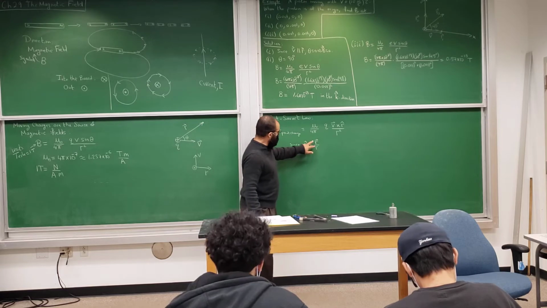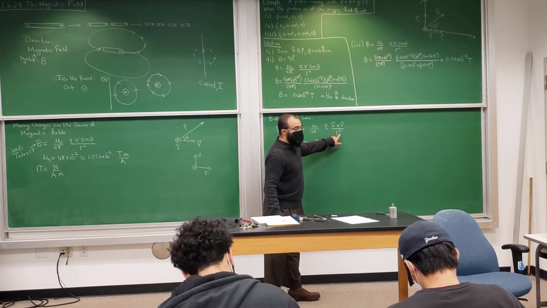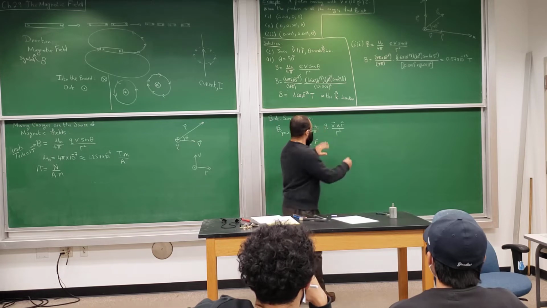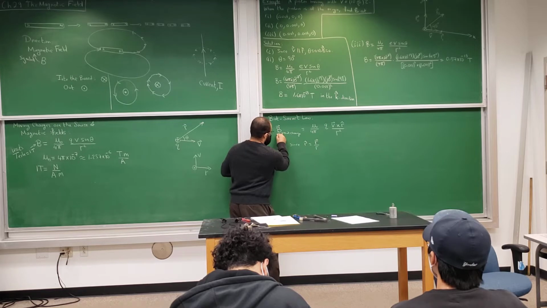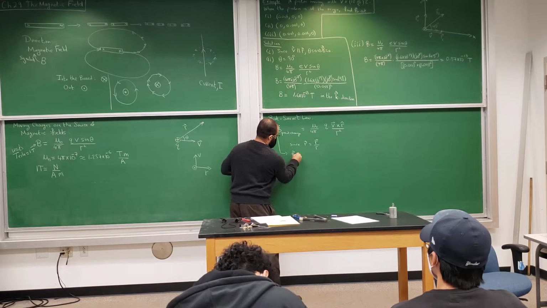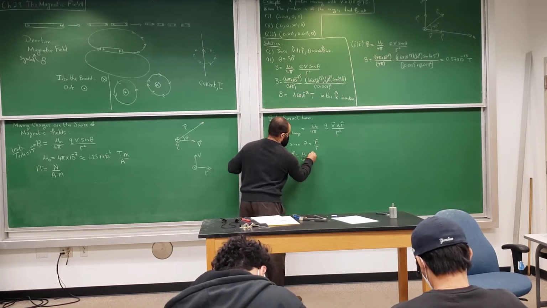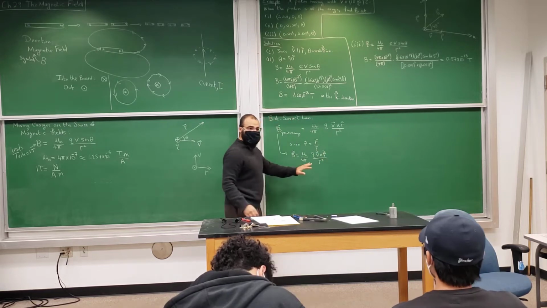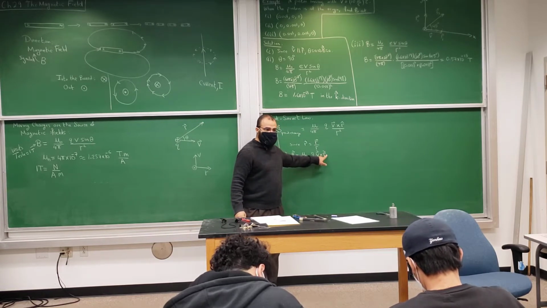So if you replace r hat by r over r in here, with the 1 over r squared, you will have an r cubed at the bottom. And here you will have v cross r. So equivalently, you can also rewrite it as B equals mu naught over 4 pi, q v cross r over r cubed. It's not a different formula, it's the same formula. I'm just rewriting it. Instead of v cross r hat, this is v cross r.